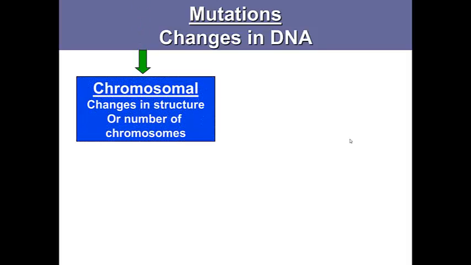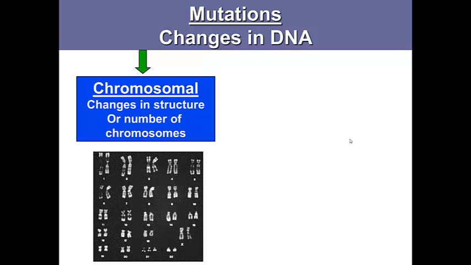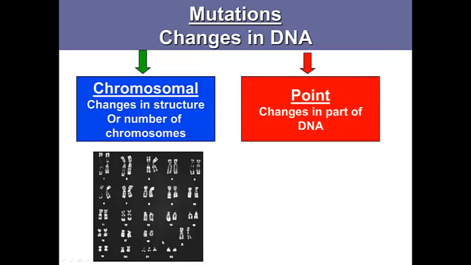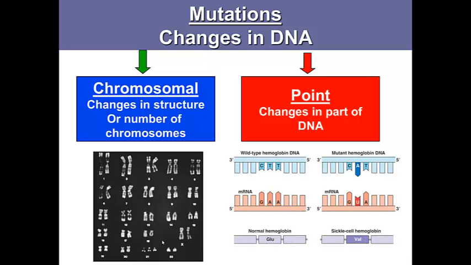Mutations in DNA can be chromosomal, so changes in the structure or number of chromosomes. Here we have, instead of 2 chromosome 21s, 1, 2, 3 chromosome 21s. They can also be a point mutation, or changes in part of the DNA.